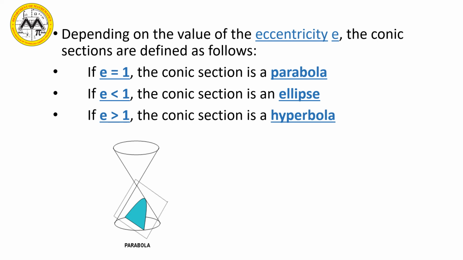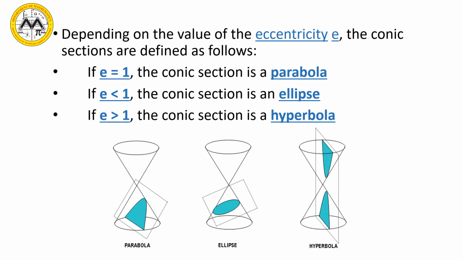We would also have another conic section, which is the ellipse. The ellipse would have a cutting plane with an angle relatively smaller than the axis for the parabola. While if we have a vertical plane, we would have a hyperbola.